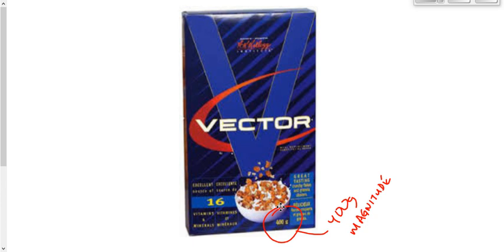And then it says, add 200 mils of milk. So just in case you didn't know how to eat cereal, you put the cereal in a bowl, and then you add milk. It doesn't say what to do next, so you're going to have to figure the rest out on your own.